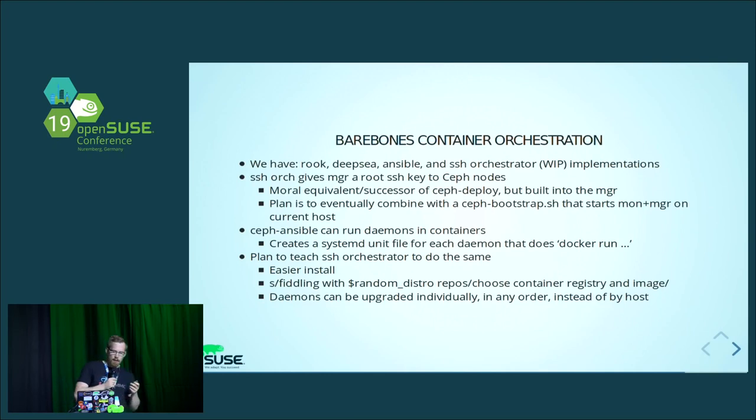On top of that, we have already talked about right now more or less four deployment mechanisms. We have Rook, we have DeepSea, which is driven by SUSE itself, which uses Salt underneath. Then we have Ceph Ansible. And on top of that, now we have what they call the SSH orchestrator. The SSH orchestrator is planned to be the replacement for Ceph Deploy, because Ceph Deploy was deprecated.